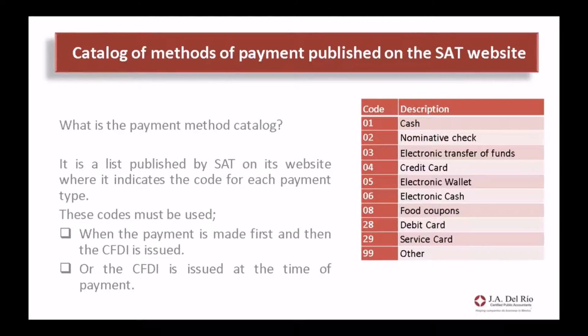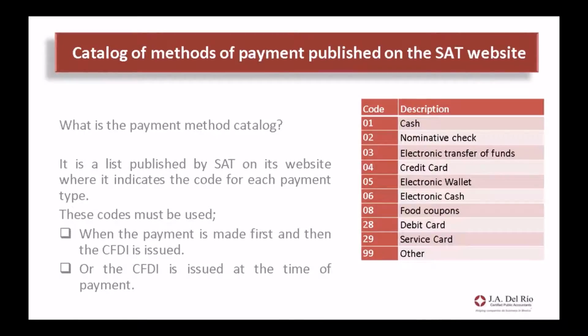bit of uncertainty. However, we have been dealing and reaching out to authorities in order to determine the best way to comply. So, what is the payment method catalog? It is a list that, as mentioned, was published on the website, and it indicates the code. I want to stress code for each payment type.